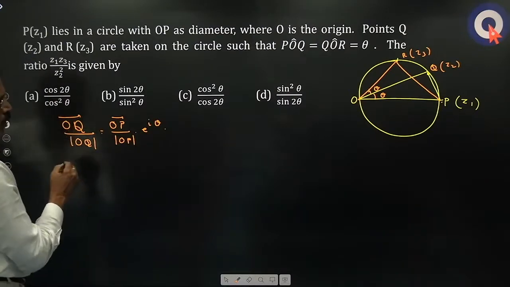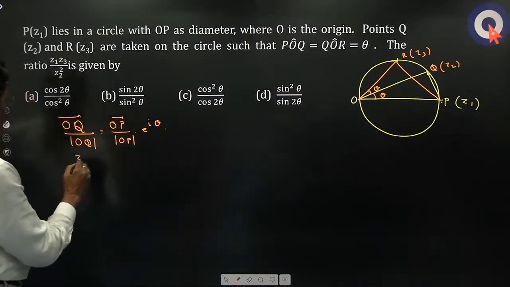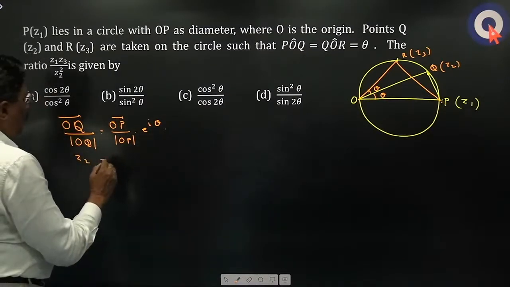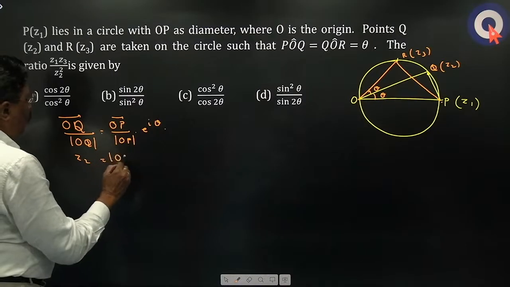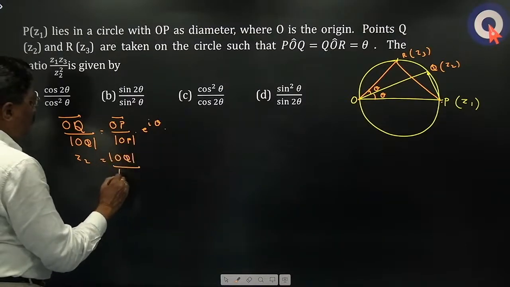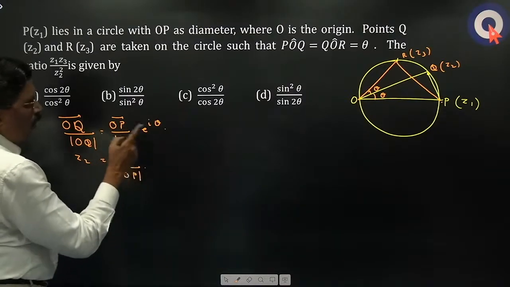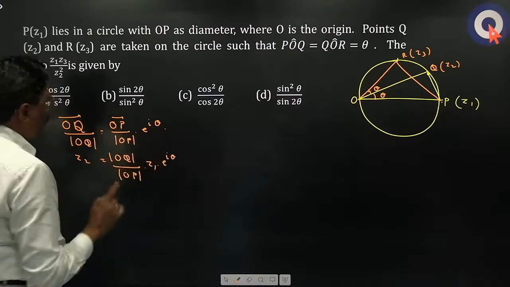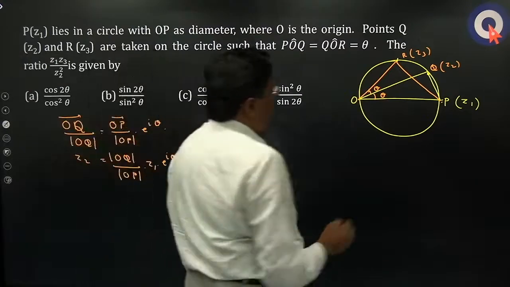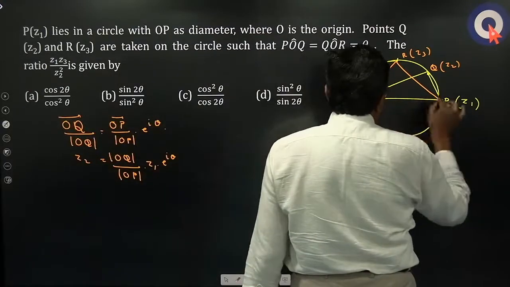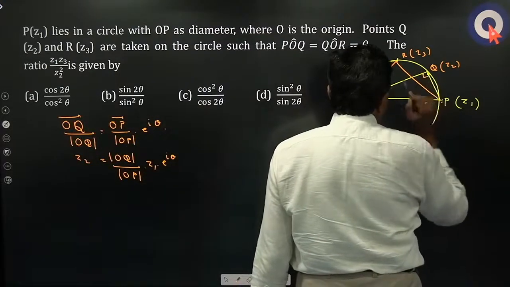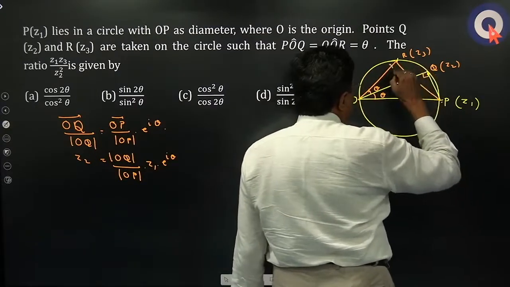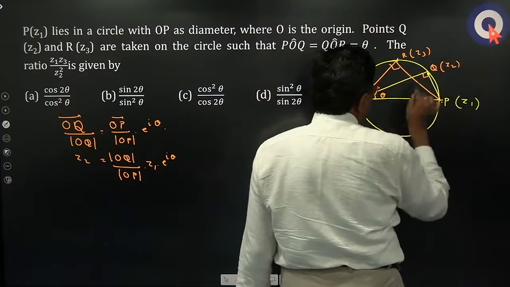Now OQ is Z2, which is equal to mod OQ by mod OP, and OP is Z1 into e power i theta. Here we have one more point. OP is the diameter, therefore this angle, angle in a semicircle, is a right angle. So this angle is 90 degrees, this angle is 90 degrees.